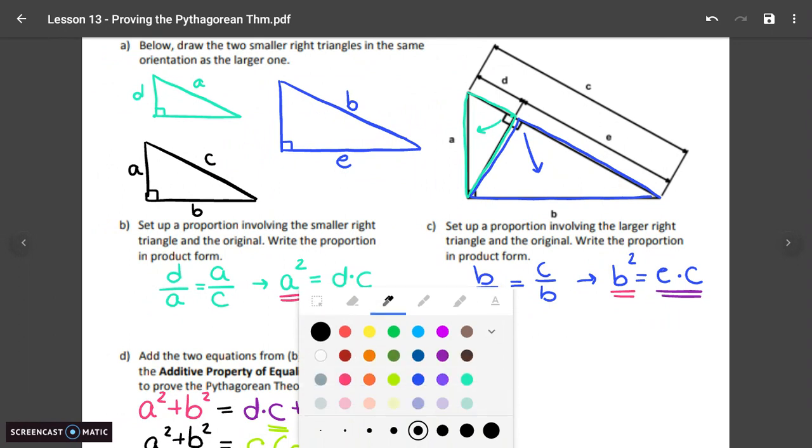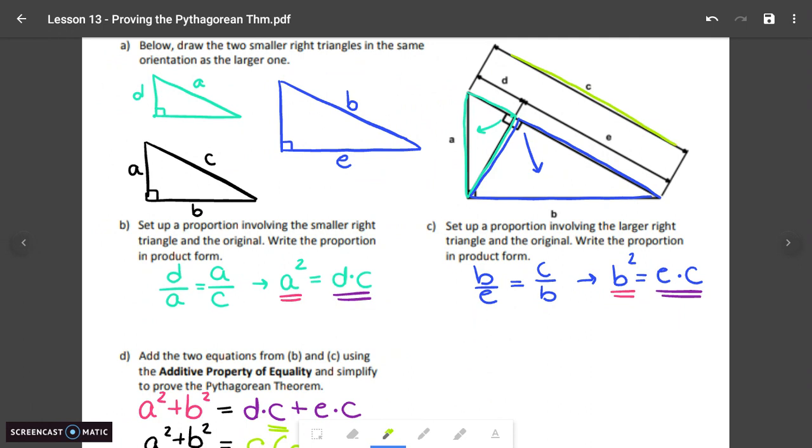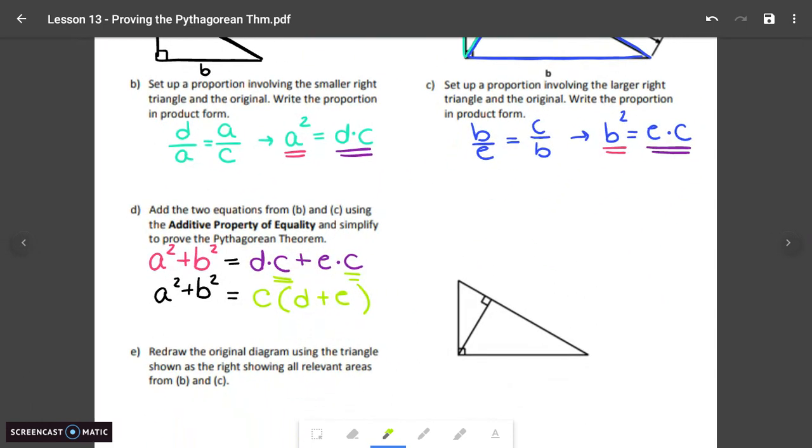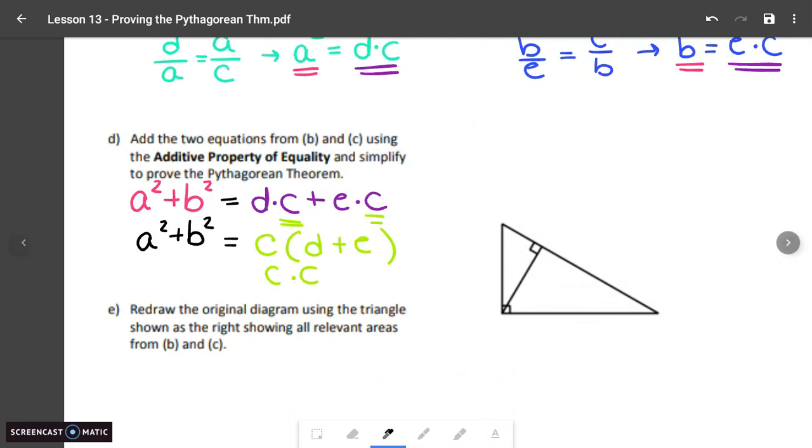Isn't it true that C is made up of D and E in this case based off our picture? If that's true, it's like having C times C, which we know is C squared. So we've just shown that A squared plus B squared equals C squared. And just to take that one step further, we're going to redraw the original diagram using the new pieces we just did.